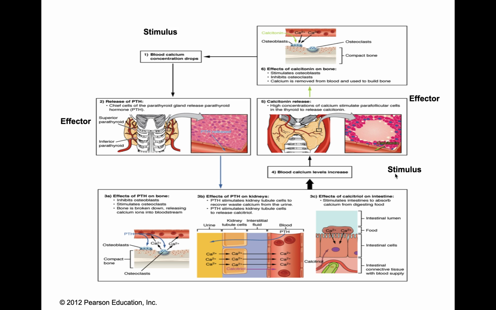When the calcium level goes up above what they need, right away calcitonin is released. And the calcitonin is then going to do the opposite. It is going to increase the absorption of calcium and make the bone density higher. So in a sense, there is stimulus and effect, stimulus and effect. There is no control center for this.